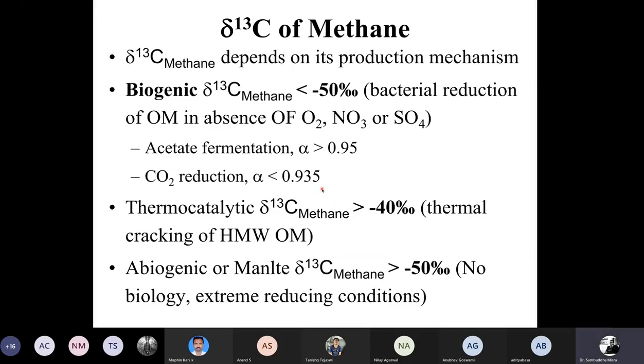Now, delta 13C of methane is also a very powerful tracer. It depends on the production mechanism. Any biogenic methane has a composition of around -50 per mil or slightly less than that. Thermocatalytic methane has a signature of higher than -40 per mil. And mantle methane has a signature higher than -50 per mil. So if you find methane somewhere, you can use purely the isotopic signature to say whether it's biogenic, thermocatalytic, or coming from the mantle. So this is source fingerprinting of your tracer.